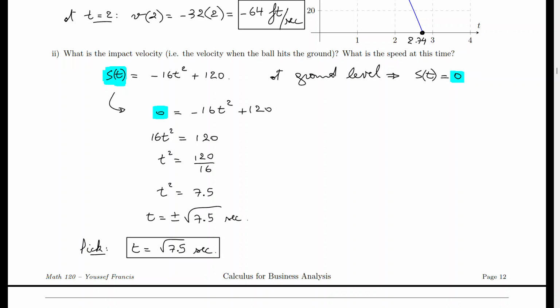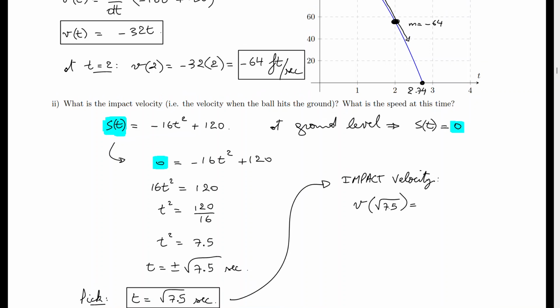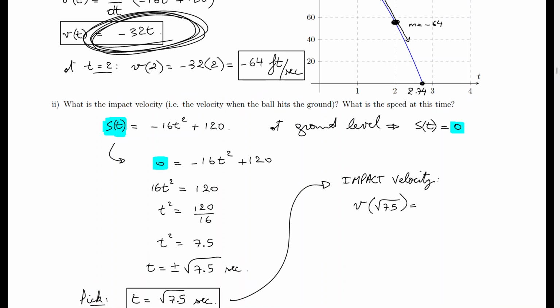So now that we have the time, awesome, we can finally answer the question, which is what's the impact velocity? So I'll continue over here to write impact velocity. And the impact velocity is basically the velocity at the square root of 7.5, which we calculate to be roughly 2.74. And so again, using my velocity equation, which was negative 32t, I'll have to replace t with the square root of 7.5. And that will be it.